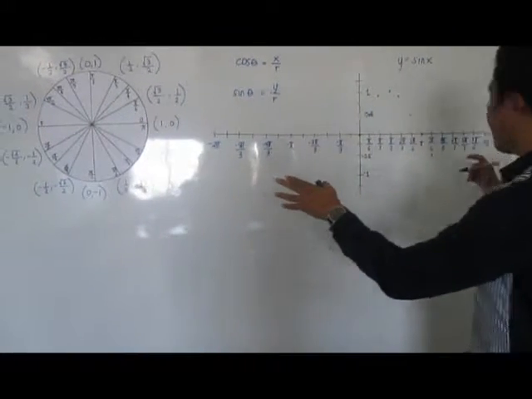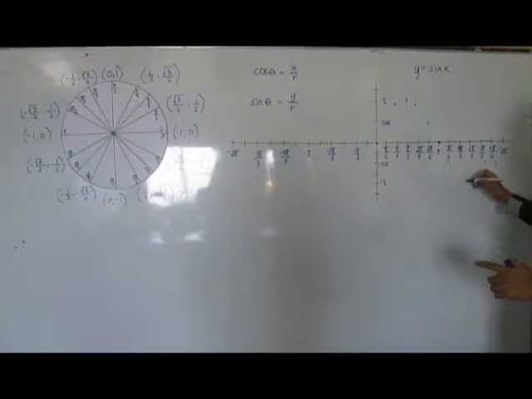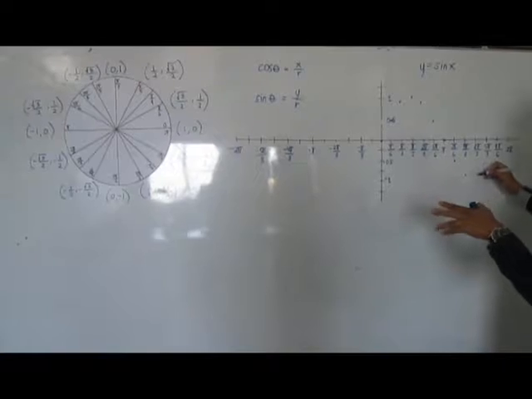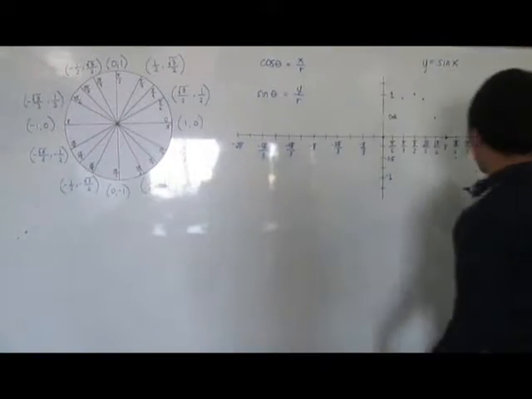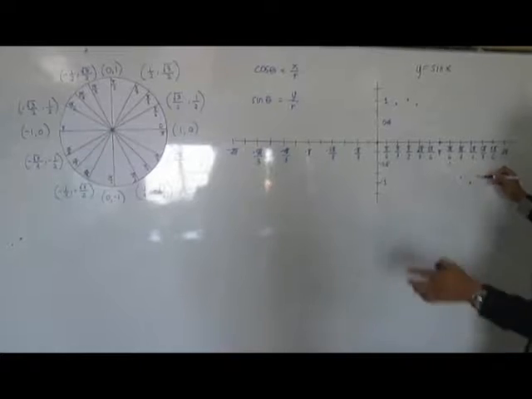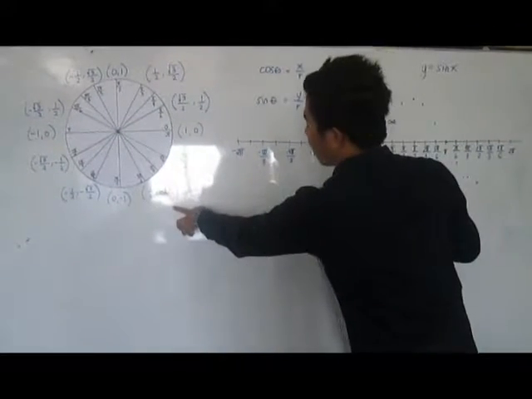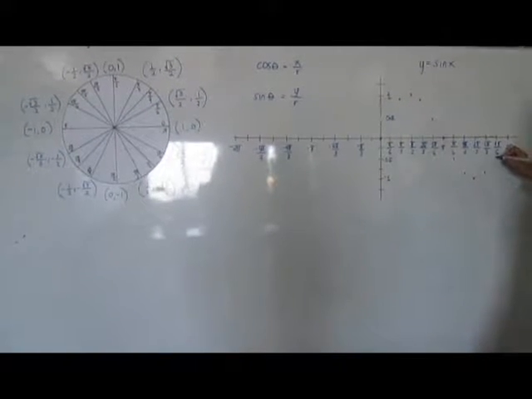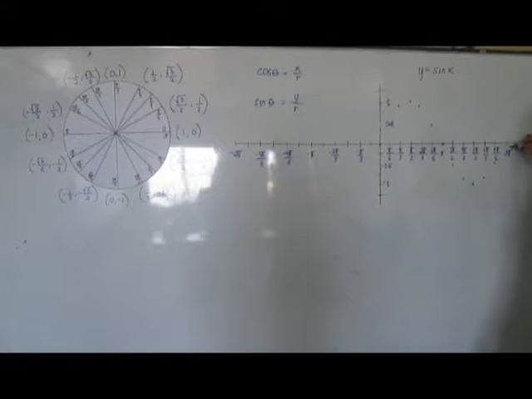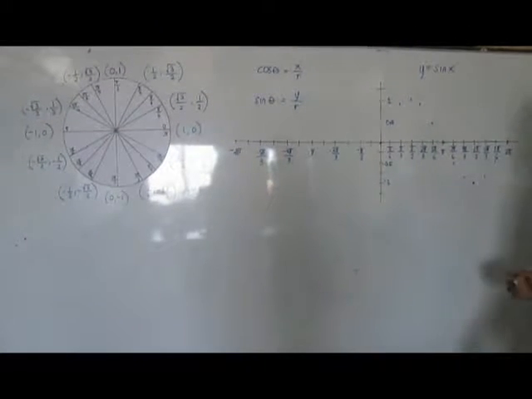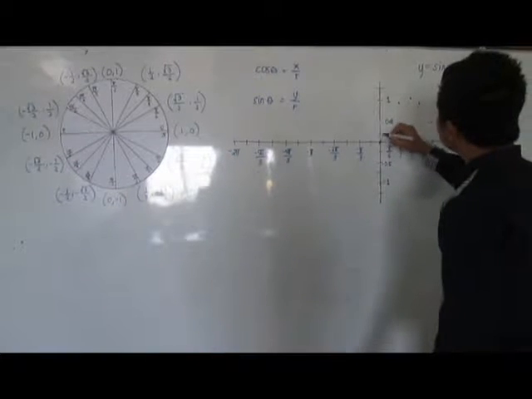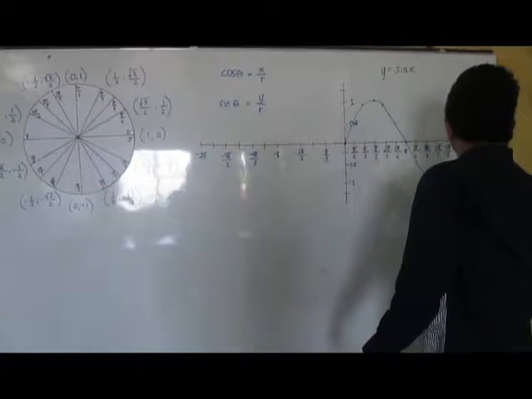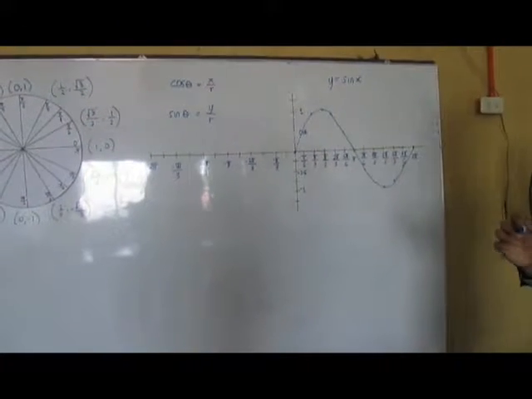At 4 pi over 3, we have negative square root of 3 over 2, or negative 0.87. And then at 3 pi over 2, quadrantal angle, we have negative 1. And then at 5 pi over 3, our sine is negative square root of 3 over 2. And then at 11 pi over 6, we have negative 0.5. And at 2 pi, we have 0. So if I'm going to connect these dots, okay, we have this graph here.